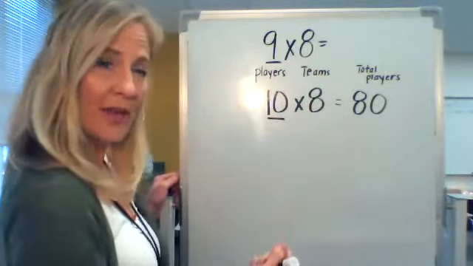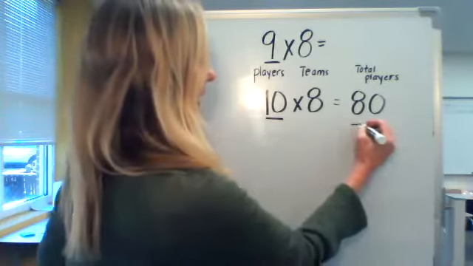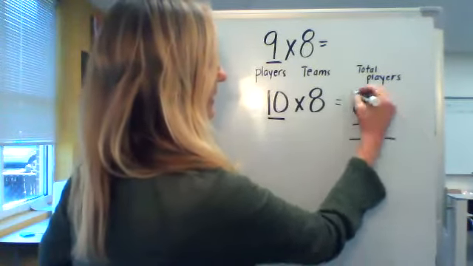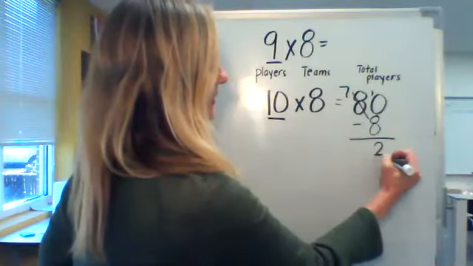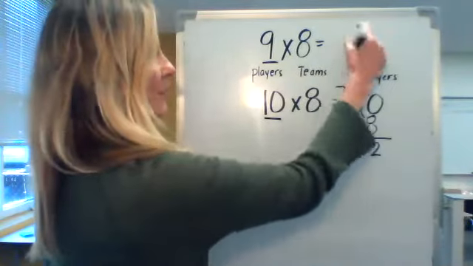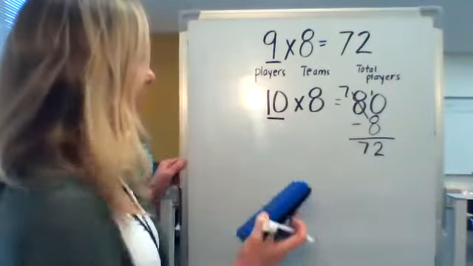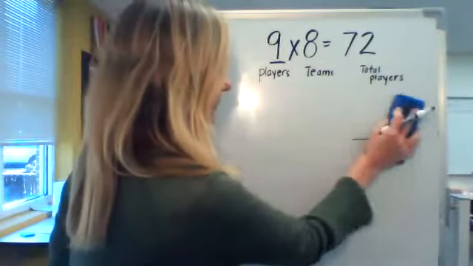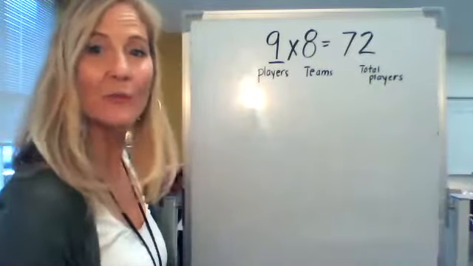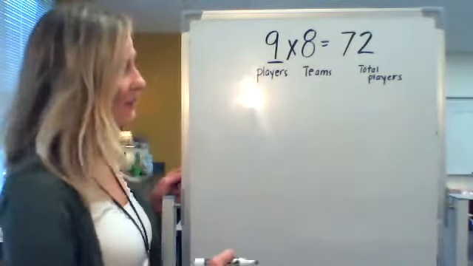I've got one less group of 8, so I've got to take a group of 8 away from this product, and I will end up with the product for 9 groups of 8, right? So if I had 9 players per team, and there were 8 teams, there'd be 72 players altogether, right?